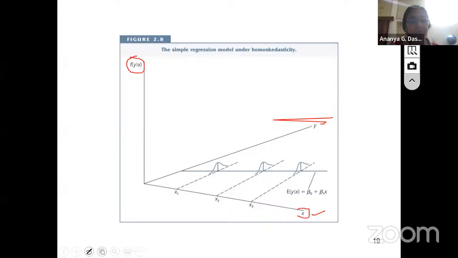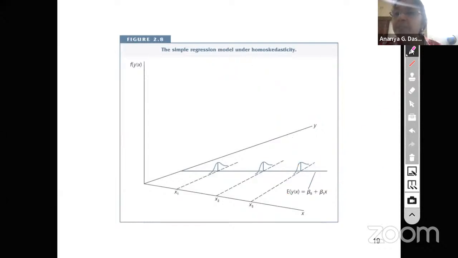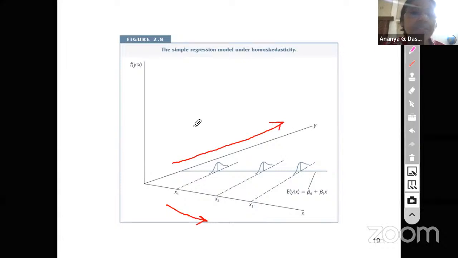Let me just use the other pen. Okay, so what does that mean? It means the following thing. So you see, along this axis, X is increasing. Along this axis, Y is increasing. Now, suppose I were to take X as given, right? X is a random variable, so I have to treat it as though it were a constant. Suppose I say that X is equal to X1. So for my wage education example, it's like saying, let's look at everybody who has 5 years of education. That's X1.